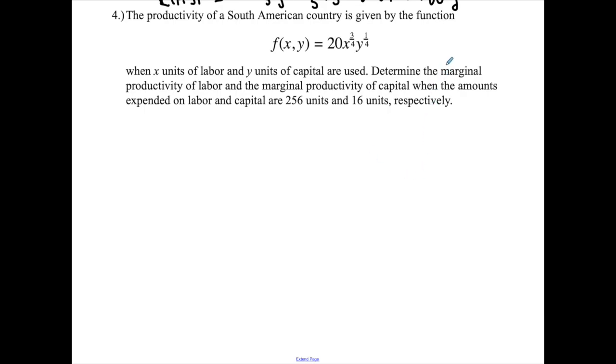The first thing that should immediately send off alarm bells for you is the word marginal. When you see the word marginal, you need to think derivative. You have to think differentiate. So, first of all, I don't want to get ahead of myself. X is tied to labor. Y is tied to capital.